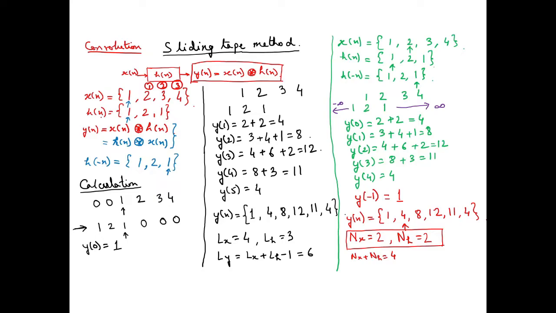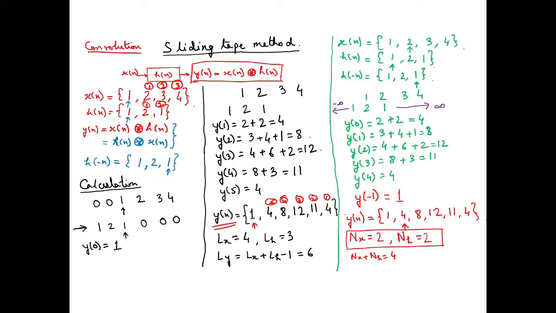After the origin of HN, how many subsequent numbers are there? We are having 2. So this comes out to be 3 plus 2, 5. So, while calculating the yn, we have to calculate 5 units: 1, 2, 3, 4, and 5. After 5, we will be putting the pivot.